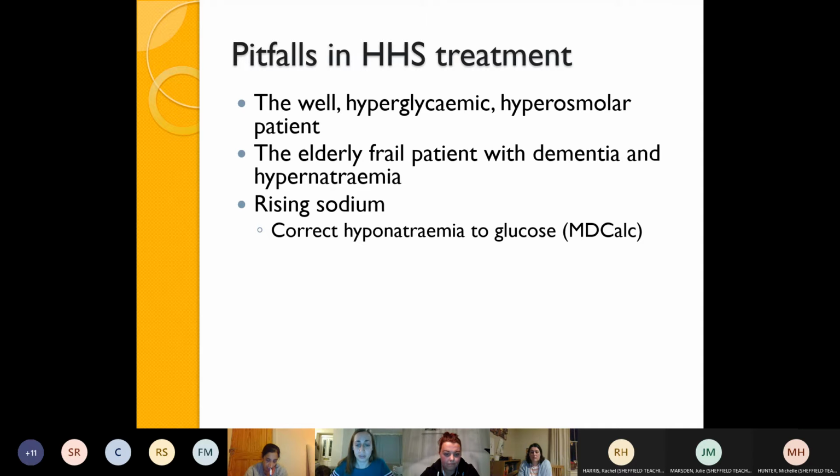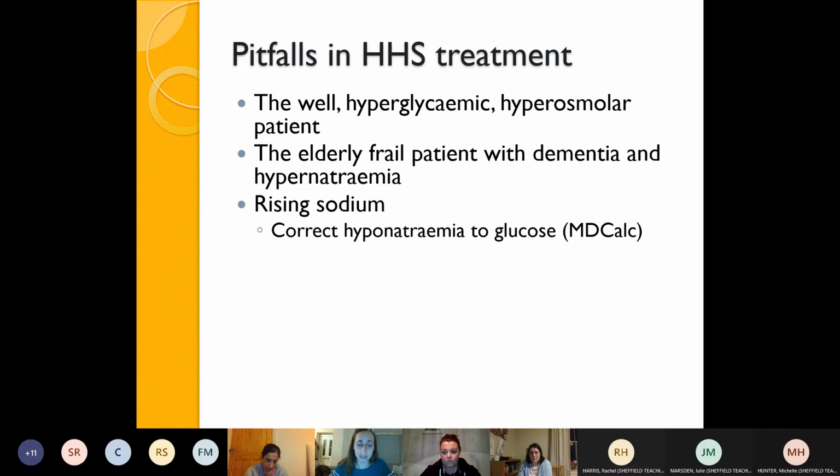Oh yeah, so this is really important. I don't know how many of you have the MD Calc app. I find it really useful, but you can just Google as well. So you may be aware that you can get hyponatremia, which is a pseudo hyponatremia secondary to high blood glucose.